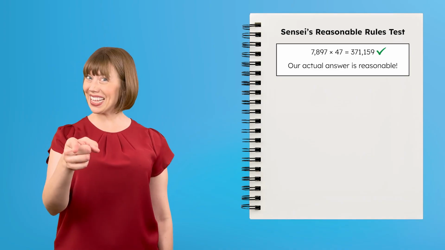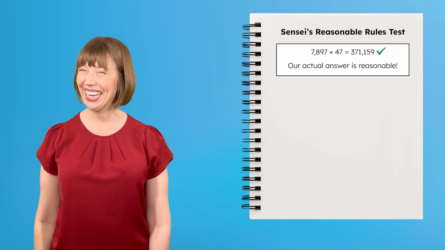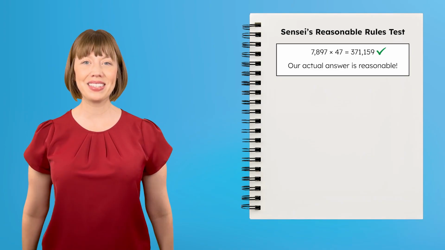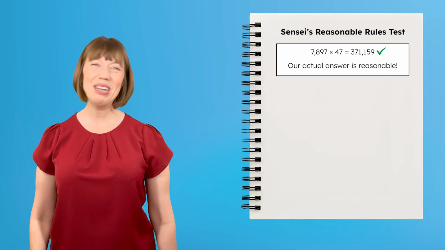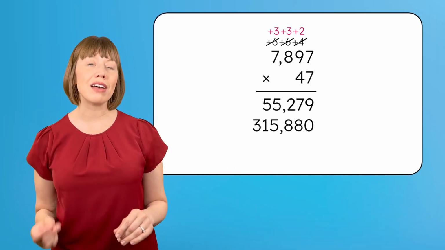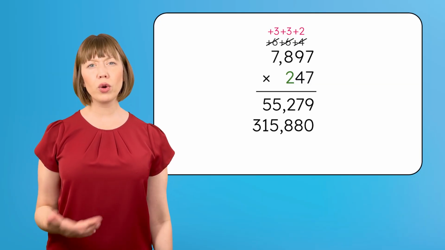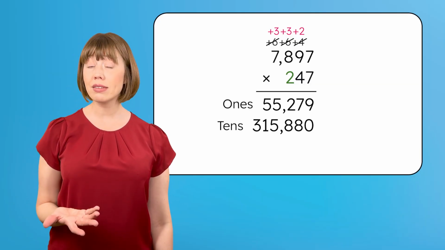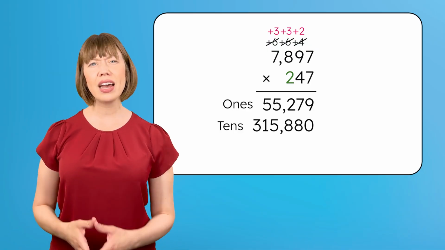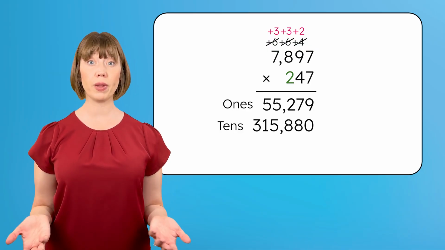It makes sense, eh? I mean, it makes sense. But what if 47 was 247? The work for the 7 ones and 4 tens stays the same. We just have another place value to multiply.